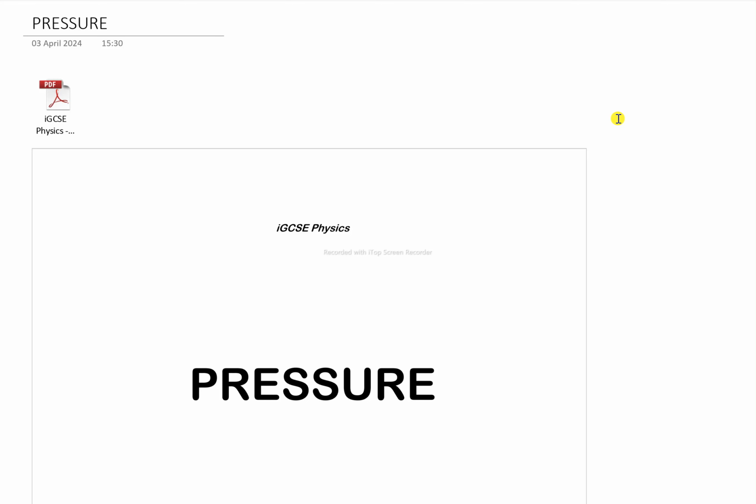Now we're looking at this pressure worksheet or questions.